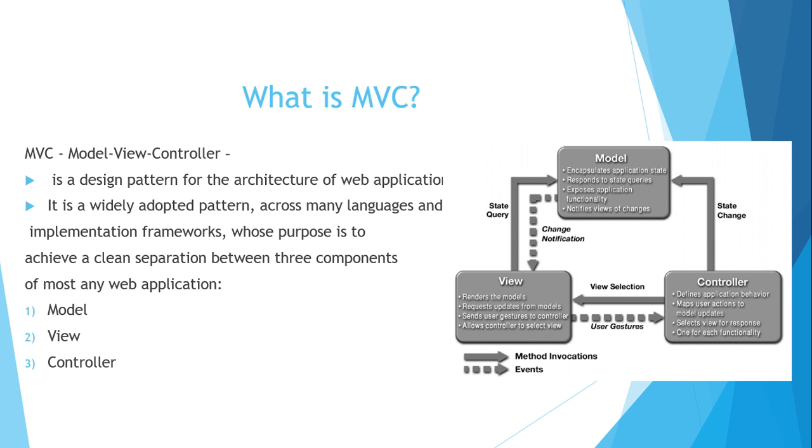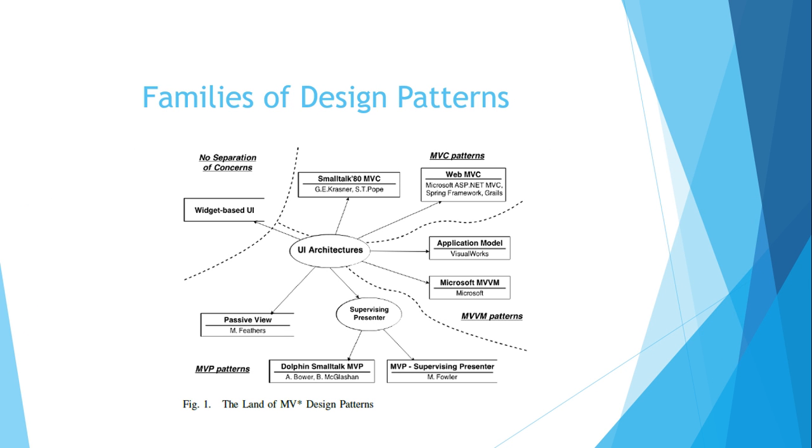What is MVC? MVC is a design pattern for the architecture of web applications. It is a widely adopted pattern across many languages and implementation frameworks, whose purpose is to achieve a clean separation between the three components: model, view and controller. The model encapsulates the application state, the view renders the model, and the controller handles the user interface.